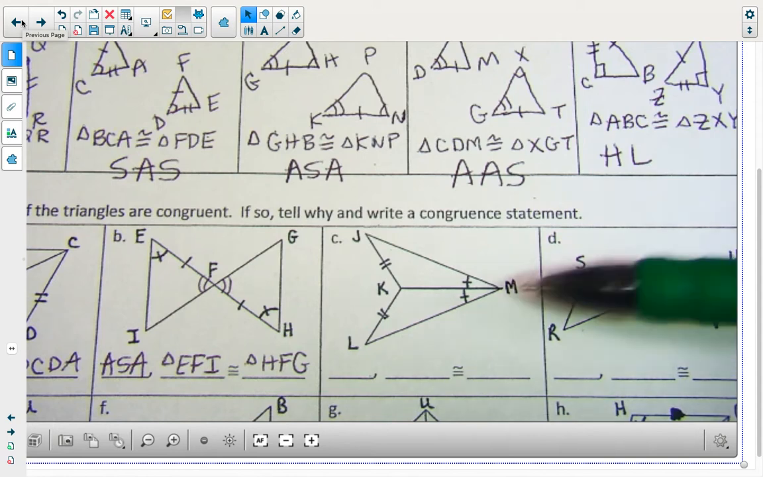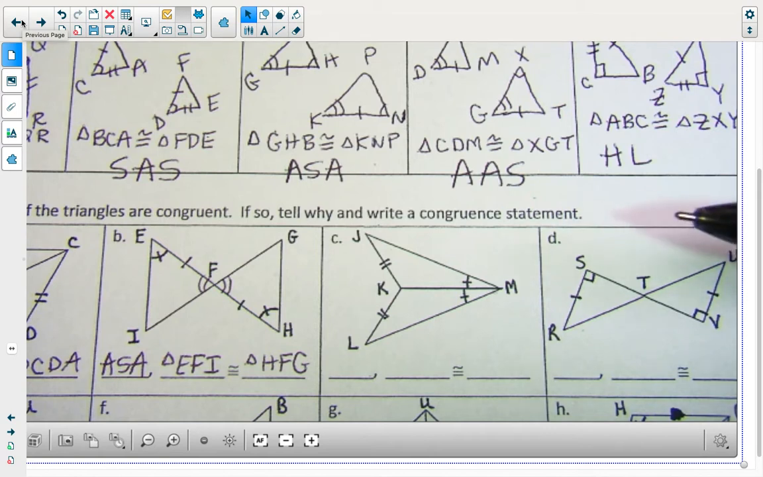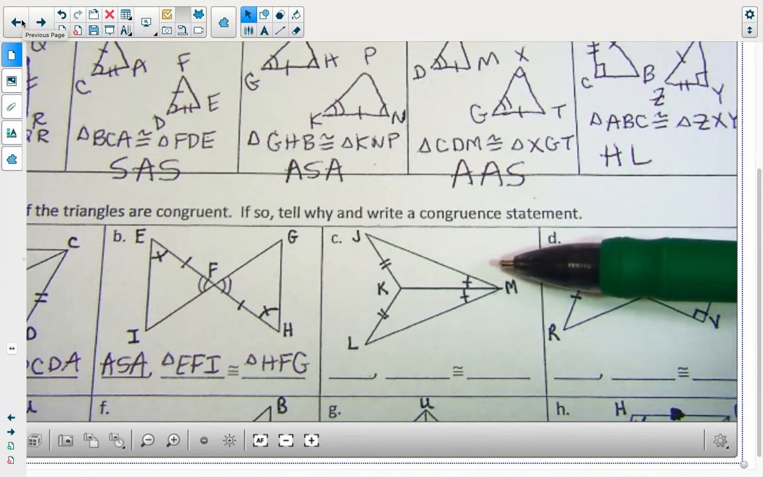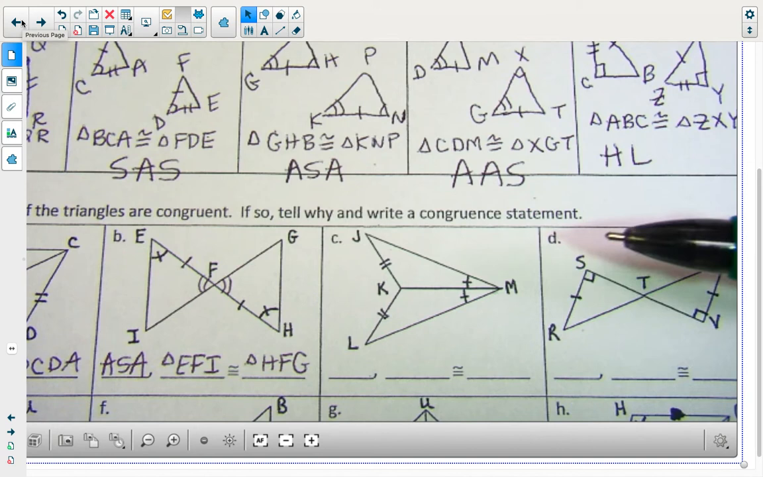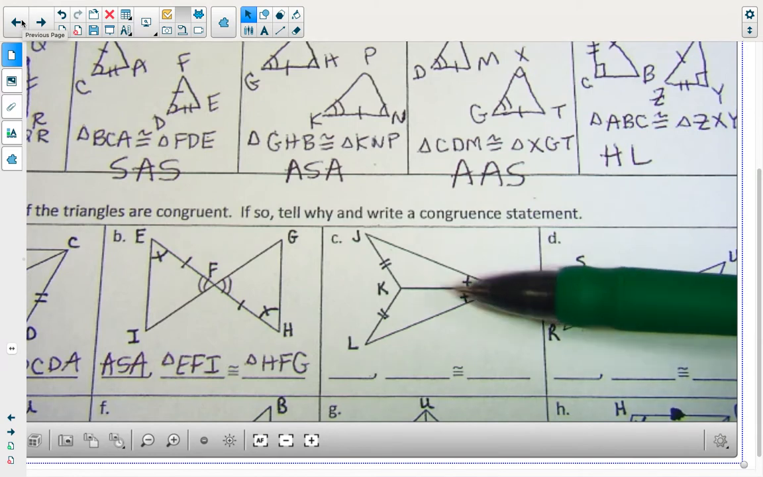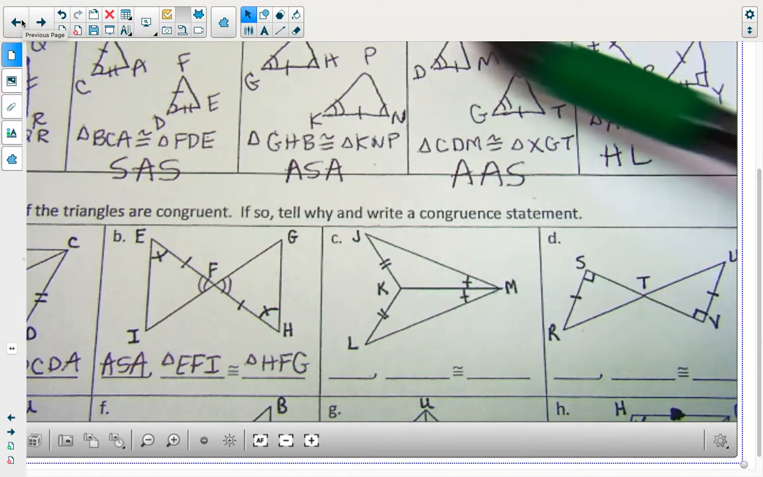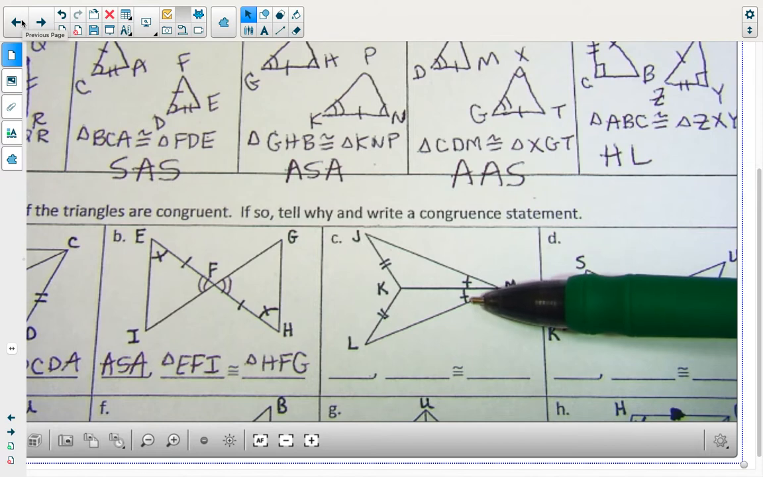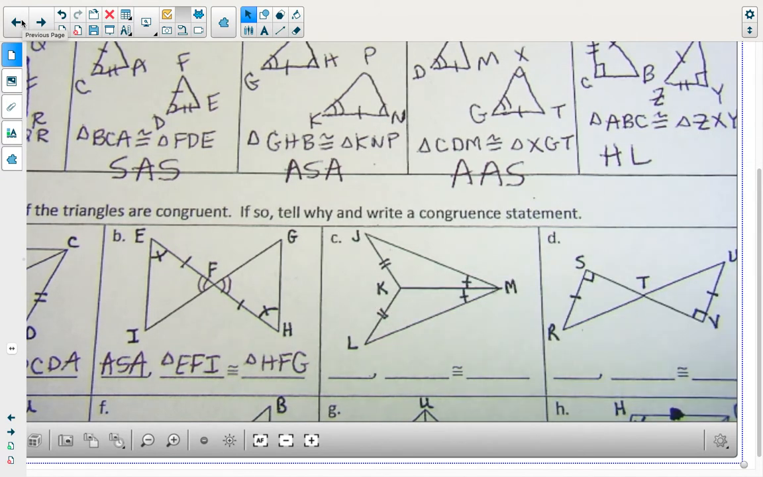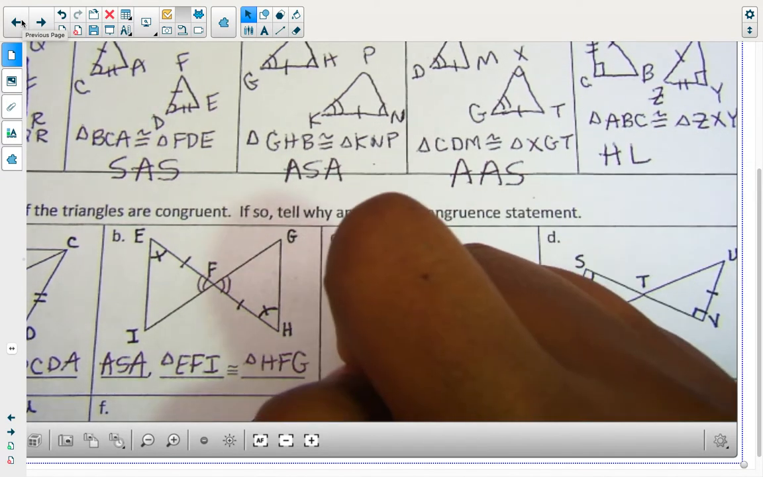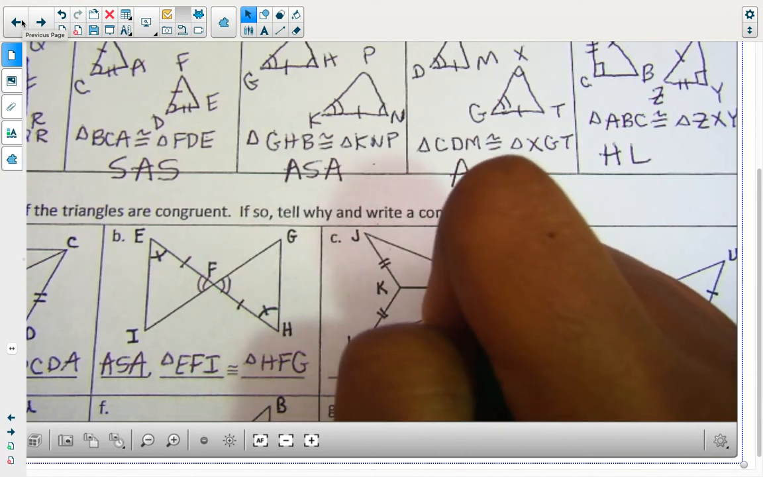Looking here, I see that they share a side here. However, I still don't have enough information to know that there's another angle that they share. So these 2 are actually not congruent to each other. I don't have enough information to conclude that these 2 angles are congruent to one another because I got an angle and a side, but that's not one of my congruency theorems. So angle, side, side is not a congruency theorem. So this one is not congruent.